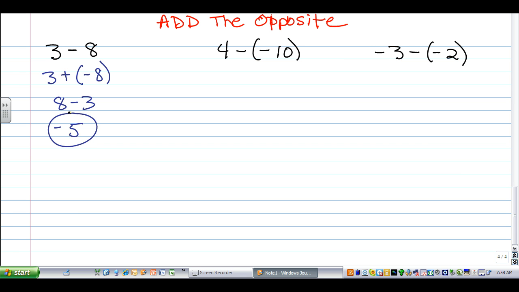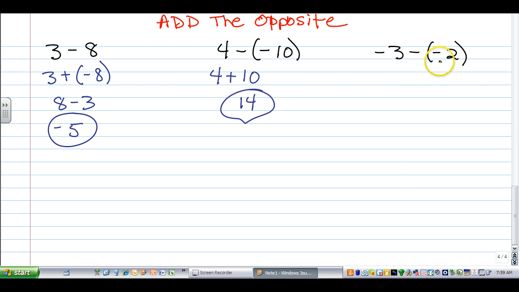All right, work with me on the second one. 4 minus a -10. We're going to rewrite it, but this time we're going to add the opposite. So let's rewrite this. 4 plus the opposite. The opposite is 10. Check it out. We took a subtraction problem, made it an addition problem, and it turned into an easy peasy lemon squeezy. So what's the answer? 14.